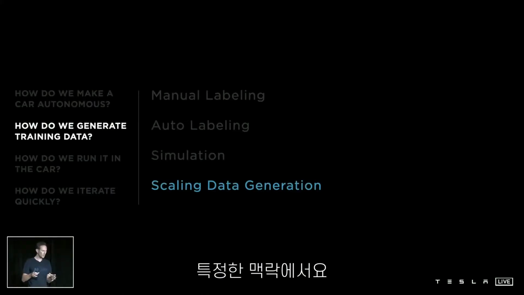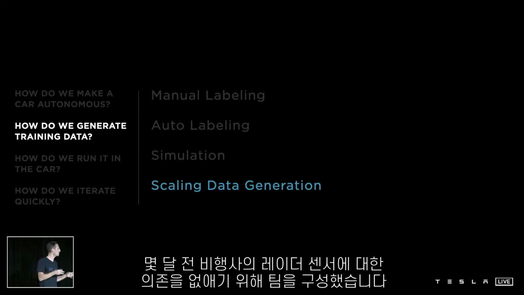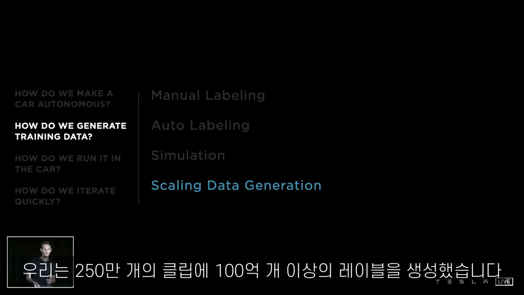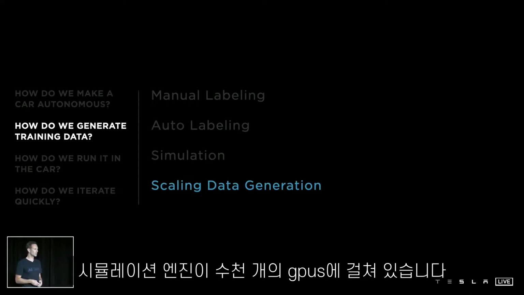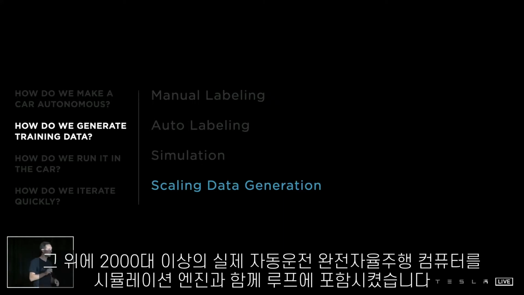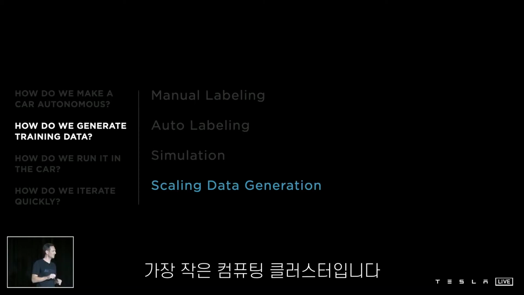And so in the specific context of the push we went through as a team here a few months ago to get rid of the dependency on the radar sensor for autopilot, we generated over 10 billion labels across 2.5 million clips. And so to do that, we had to scale our huge offline neural networks and our simulation engine across thousands of GPUs and just a little bit shy of 20,000 CPU cores. On top of that, we also included over 2,000 actual autopilot full self-driving computers in the loop with our simulation engine. And that's our smallest compute cluster.